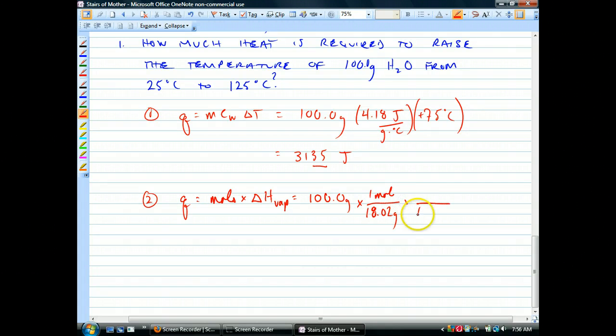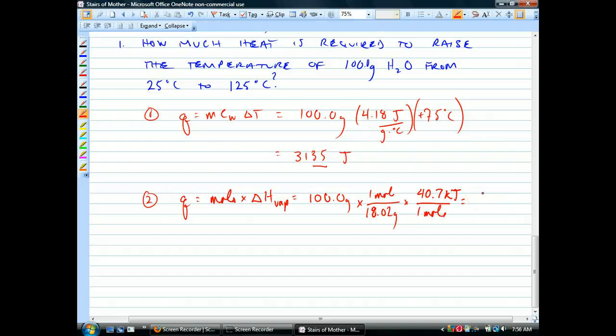And then this is per mole here. This is going to be 40.7 kilojoules. Okay, you should have a little red flag going up in your mind. I had joules here, I have kilojoules here. Keep that in mind, and watch your units. Right? So what do we got?